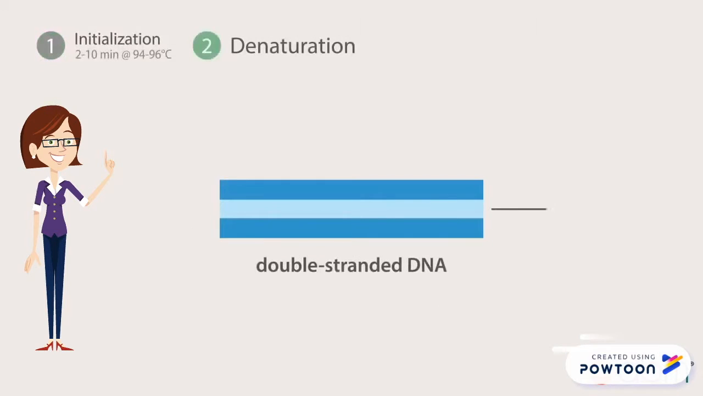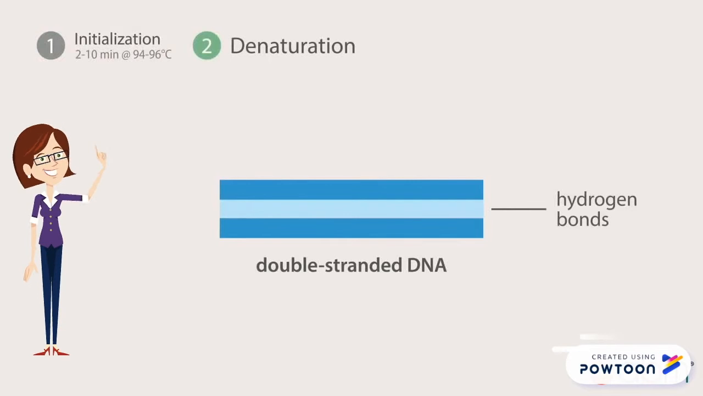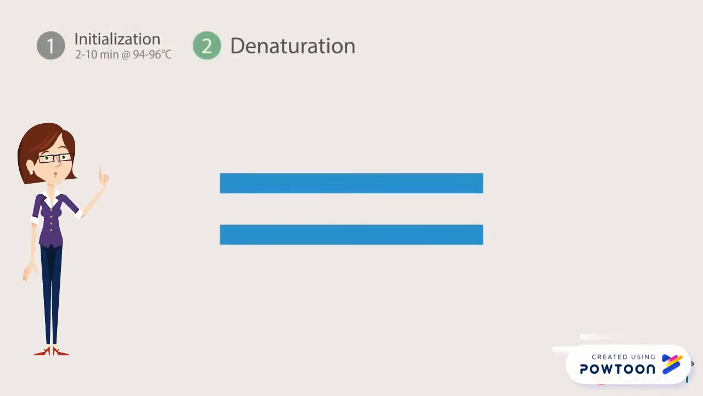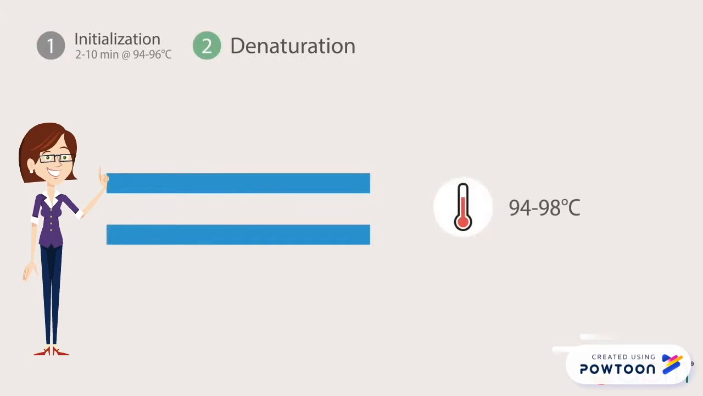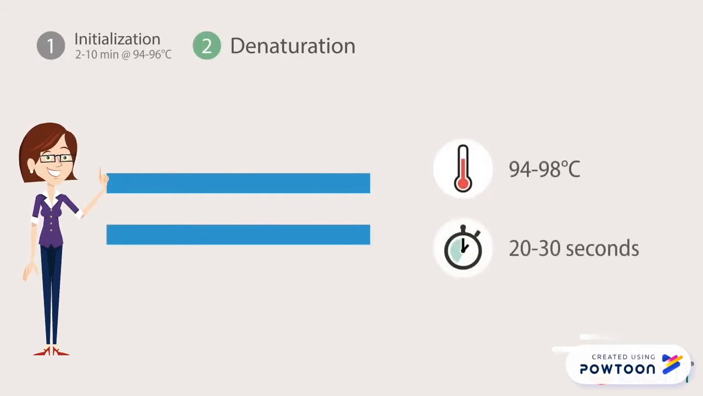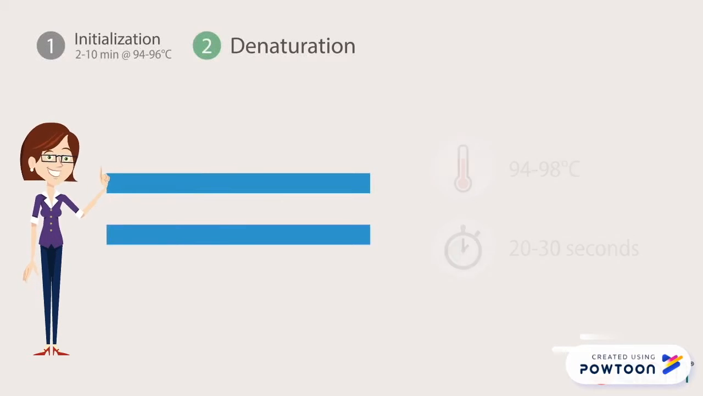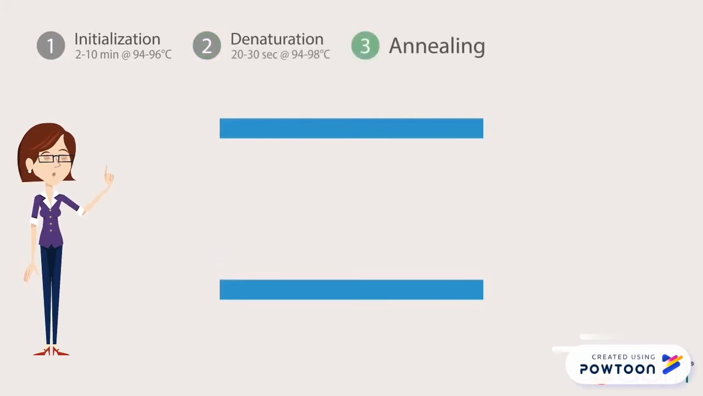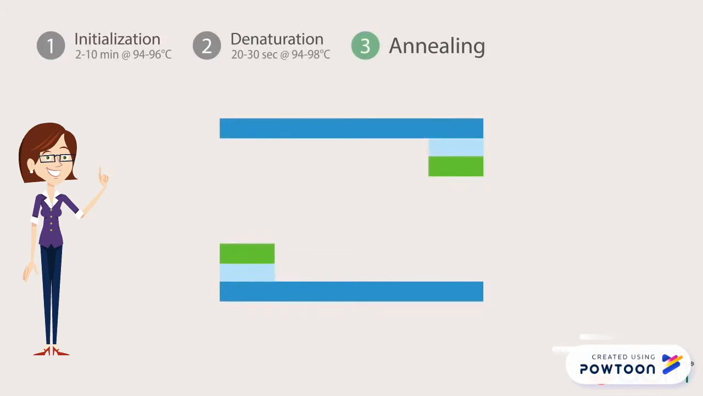In the denaturation step, the hydrogen bonds between double-stranded DNA are broken down by heating the reaction to 94 to 98 degrees Celsius for 20 to 30 seconds. The annealing step is where the DNA strands are separated. The primers bind to a complementary sequence of the DNA template to guide DNA polymerase replication.